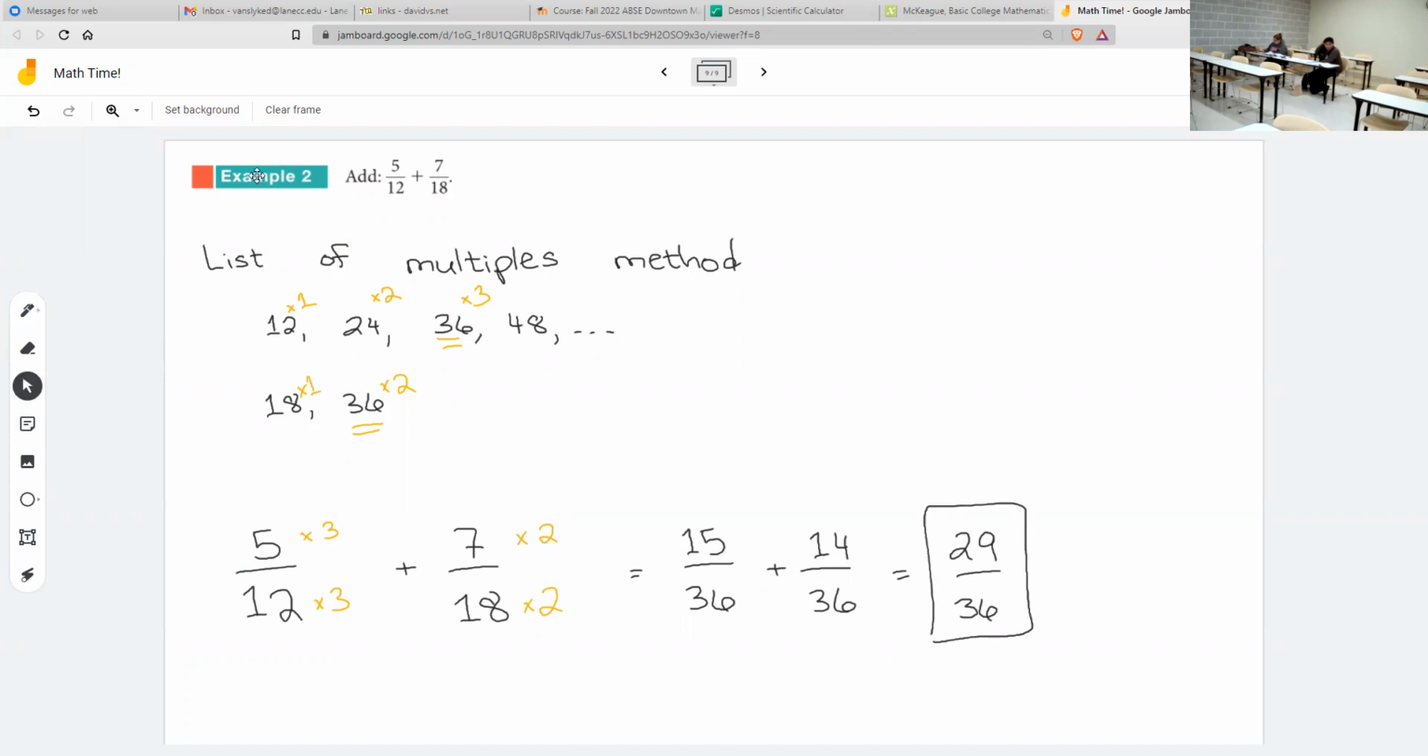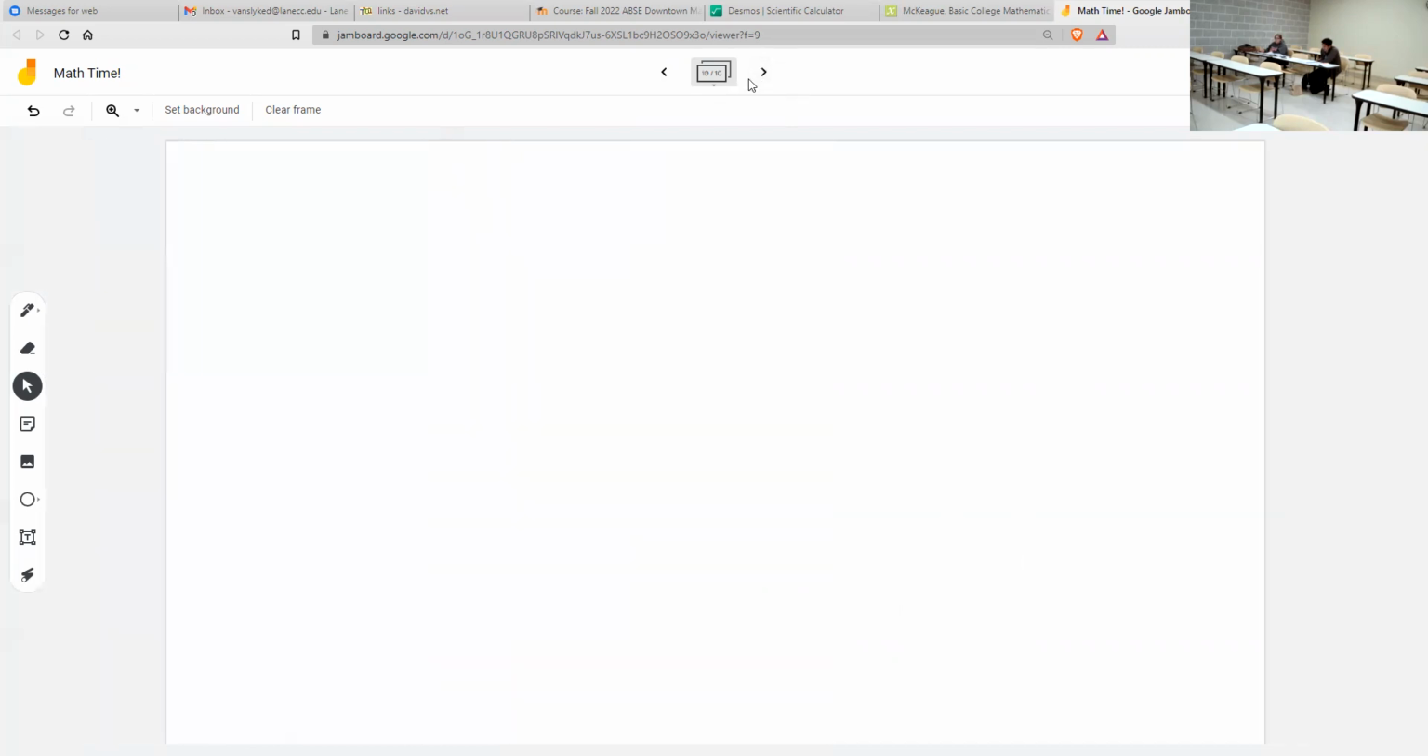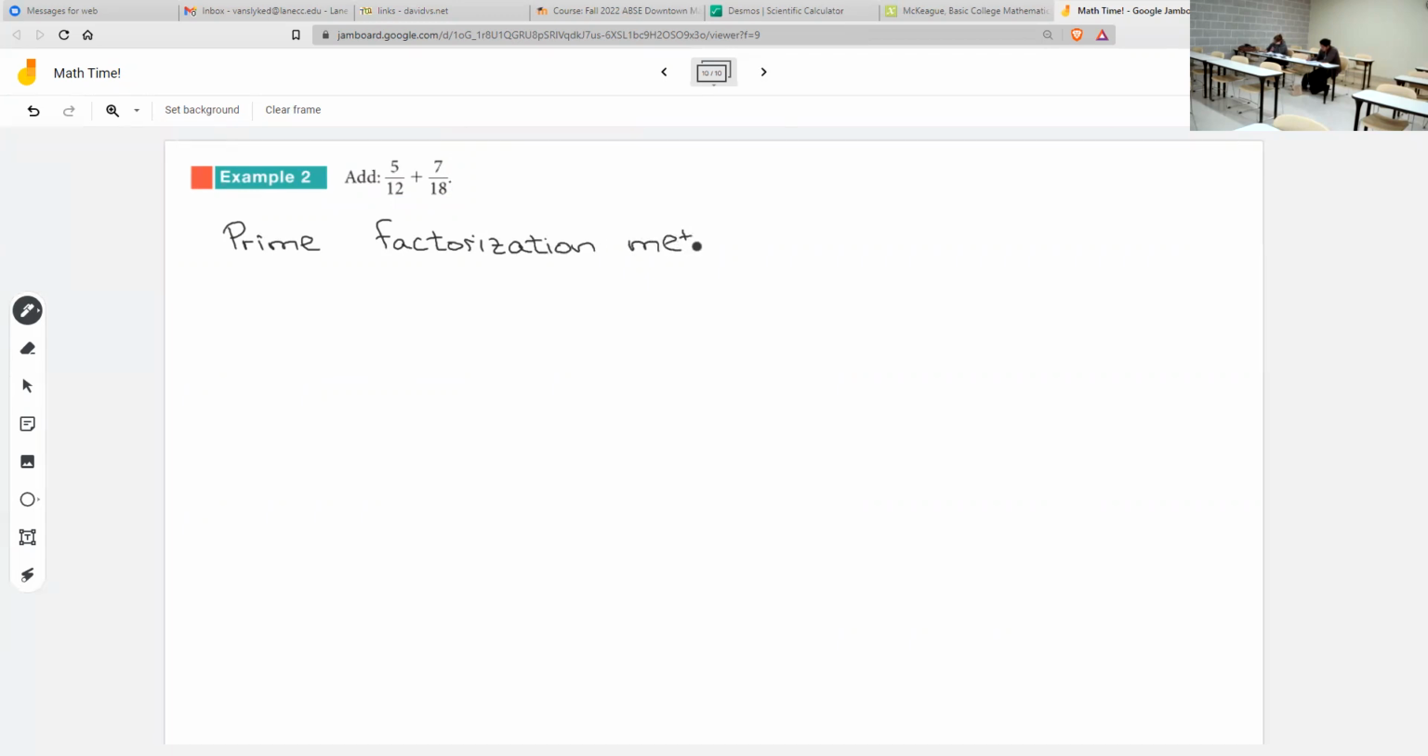Okay, but I think at least one, if not both people here, liked the third method, not the brute force method, not the list of multiple methods, but the prime factorization method. So let's do the same problem that way. Instead of listing the multiples of 12, we're going to make a little factor tree for 12. So 12 is, how do you want to split it? There's more than one option, but they will all work out the same.